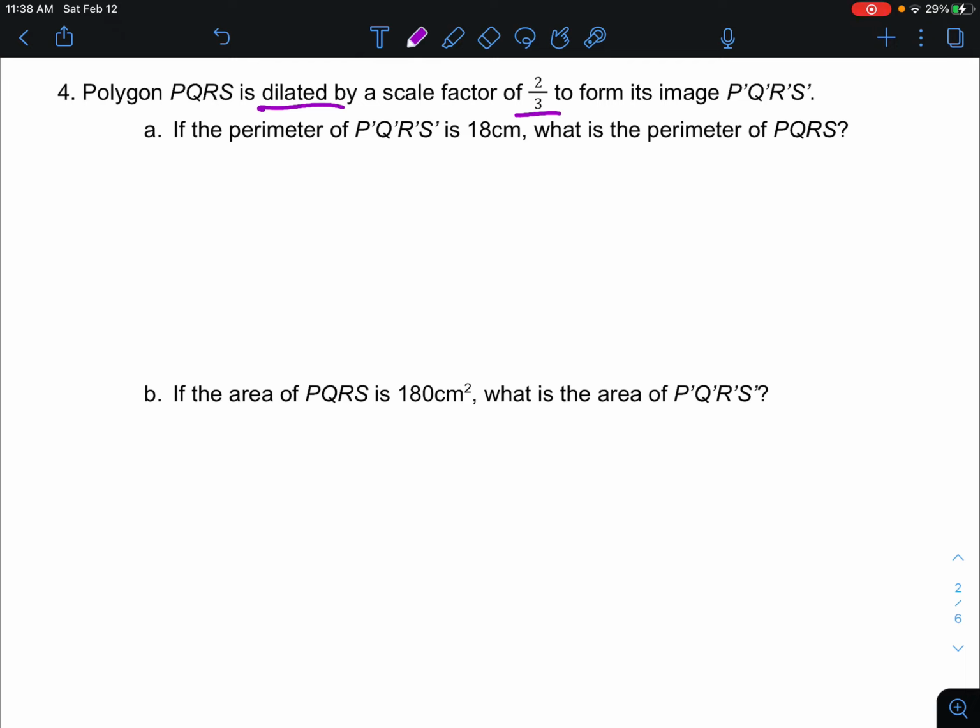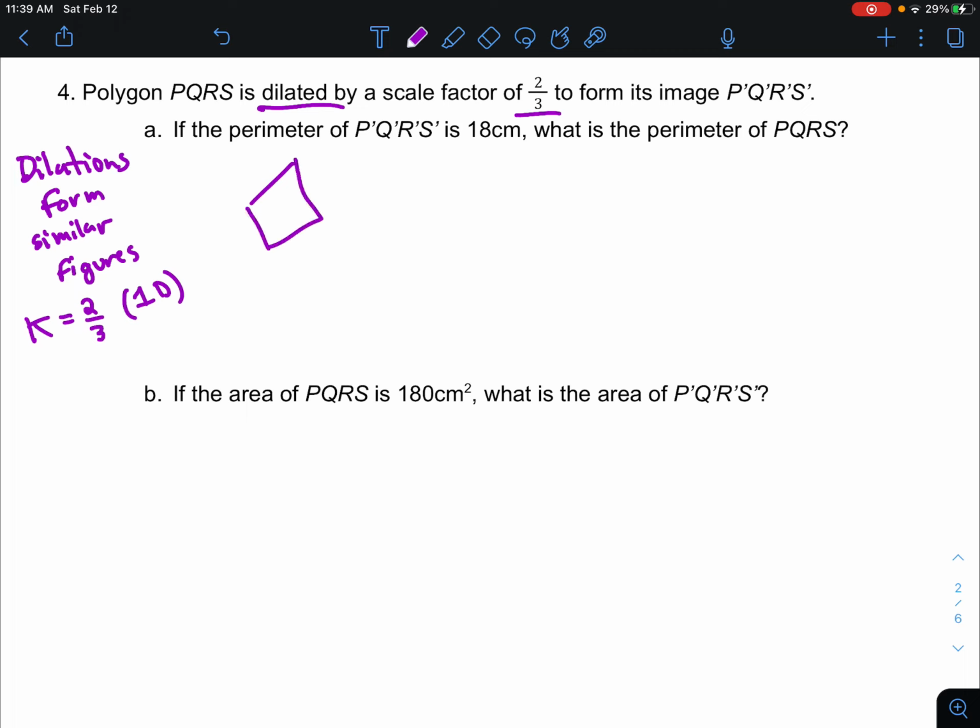Okay, so we know that dilations form similar figures. And our scale factor K is 2/3, and this is our one-dimensional scale factor. We can model this. Maybe we have some quadrilateral four-sided shape, PQRS.